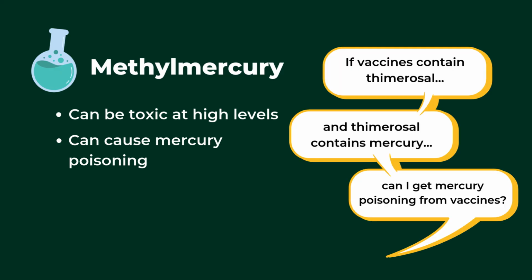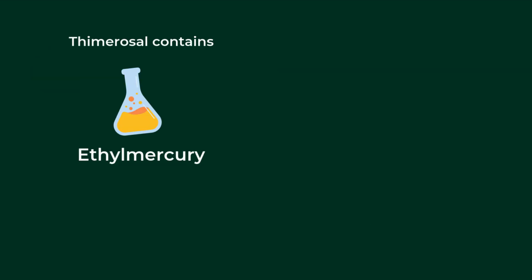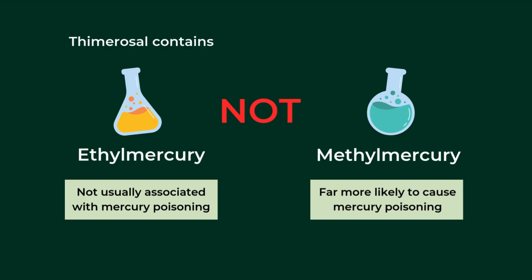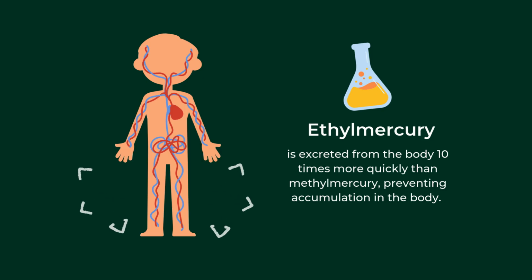Many people were concerned that thimerosal could cause mercury poisoning in themselves, their children, or unborn babies. However, thimerosal contains ethylmercury, not the highly toxic methylmercury that is usually associated with mercury poisoning. Methylmercury is far more likely than ethylmercury to cause mercury poisoning. These compounds are processed differently in the human body, and ethylmercury is excreted from the body 10 times more quickly than methylmercury, preventing accumulation in the body.